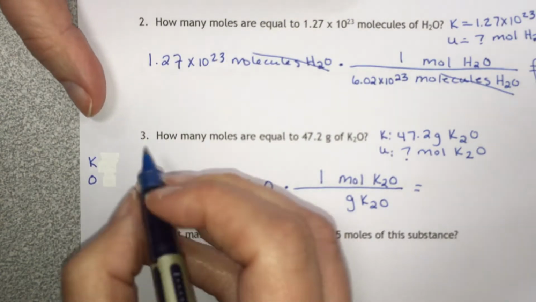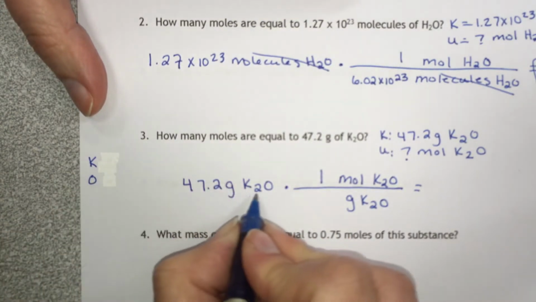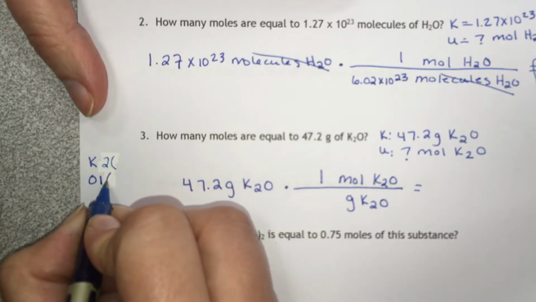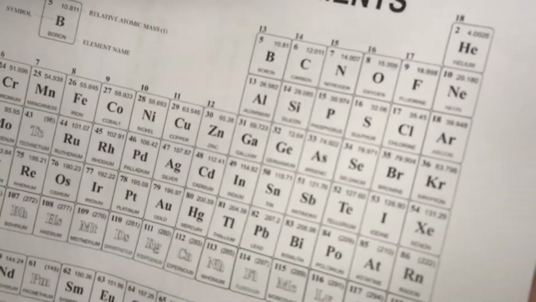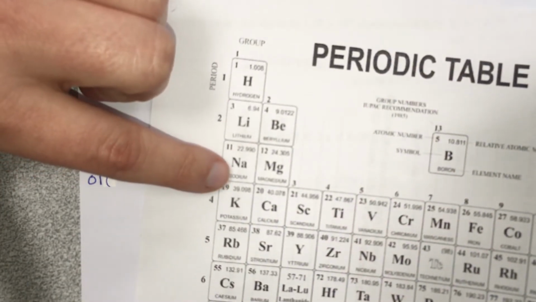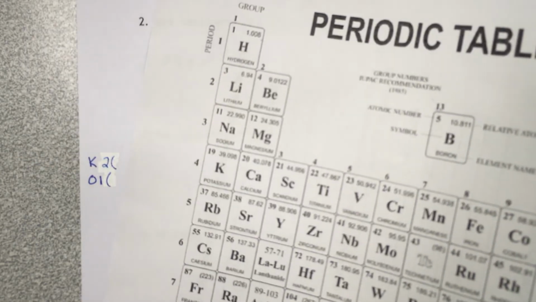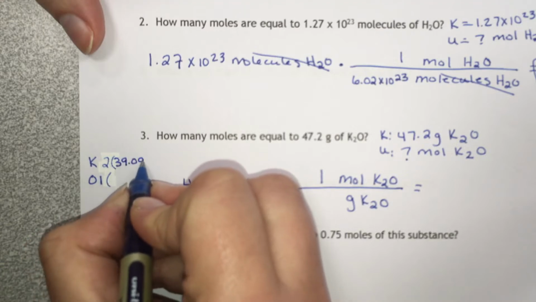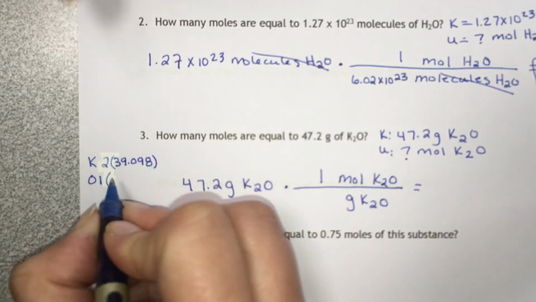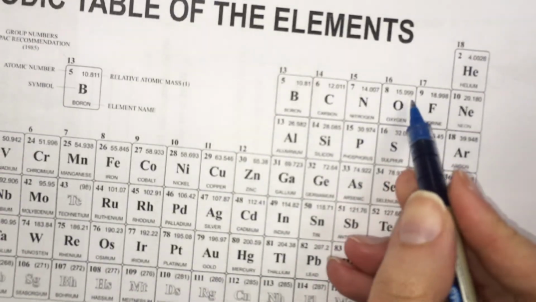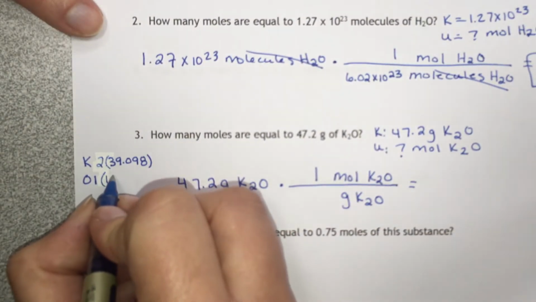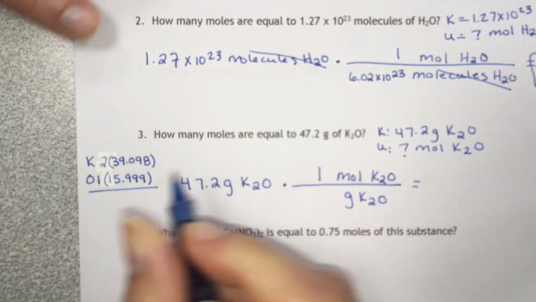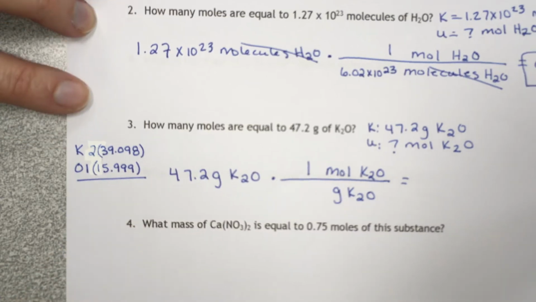It's getting time to be done. So we have 2 potassiums and 1 oxygen, okay? Potassium, according to the periodic table, has a mass of 39.098. And each oxygen, we should have this memorized by now, is 15.999. But no, you don't have to memorize it. I'm just saying you've used it enough. We're going to multiply and then add the 2 together.